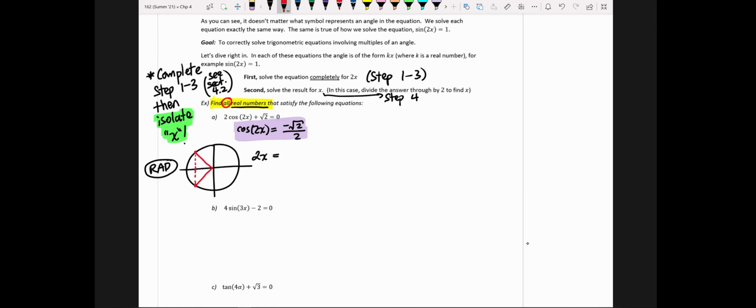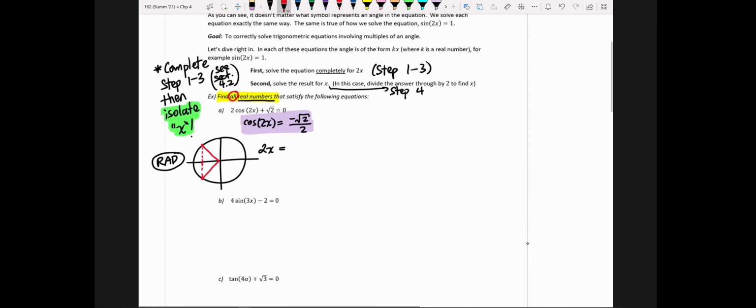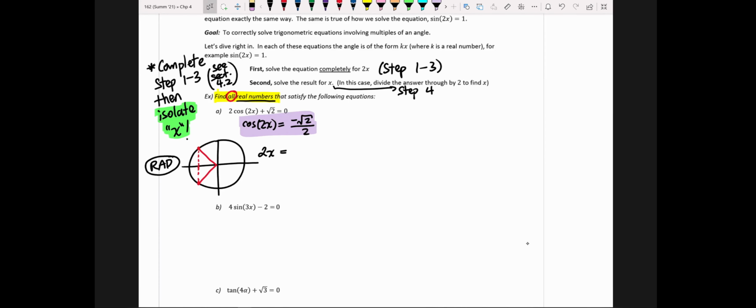Sorry, could you repeat the question? You kind of cut out for me. Okay, yeah, let me say that again. What are the two solutions for the input 2x that are between 0 and 2 pi?